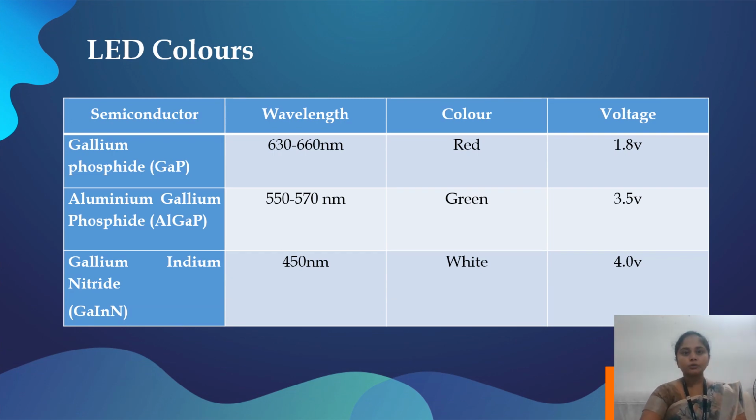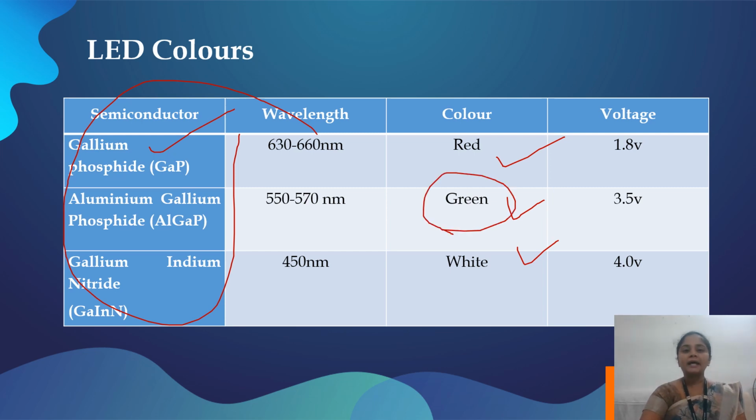We will now look into the colors of an LED. Based on the emission of different colors of light like red, green and white, the LED is coated with different semiconductor materials. Gallium phosphide is coated in order to emit red light, aluminium gallium phosphide is coated in order to make green light, and gallium indium nitride is used to make white light. So these are the colors of an LED where we can observe the emission of light in different colors.